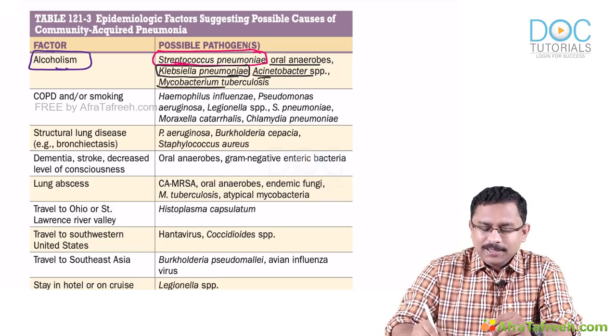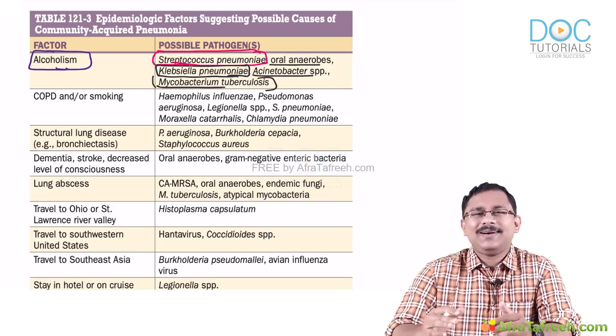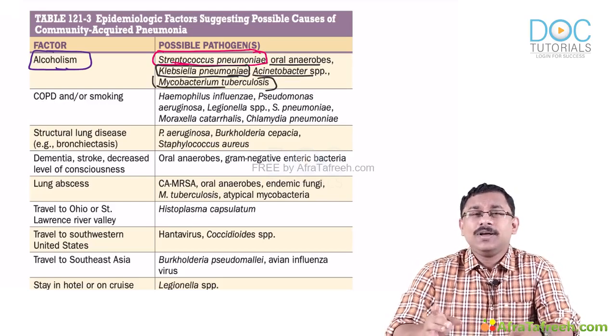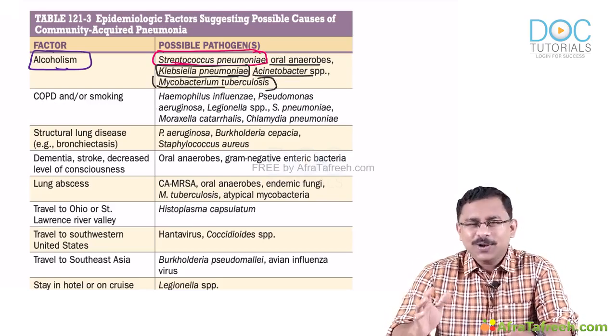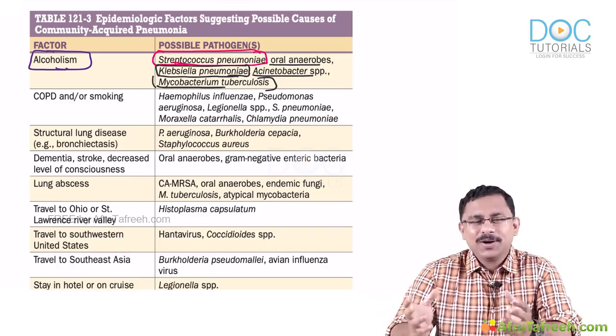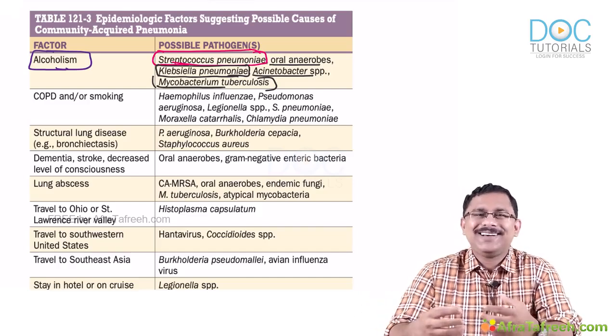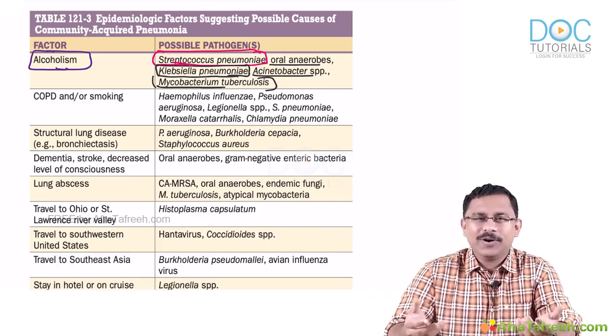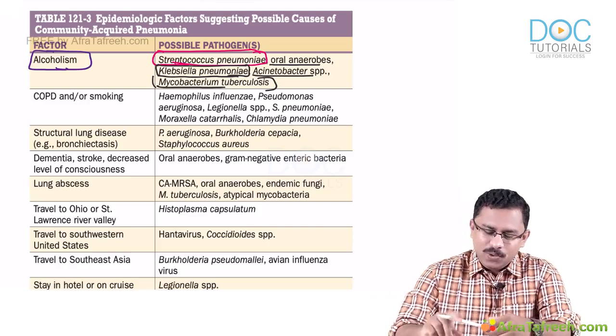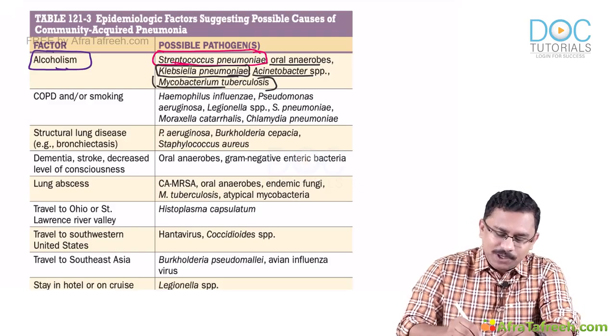Acinetobacter and tuberculosis also. Okay, alcoholics, there is a high chance of producing a tubercular pneumonia. So that also I just want to tell you. Tuberculosis is being discussed separately, but you know that that can also produce an infection of the lung parenchyma. You can have a tuberculous pneumonia as well. Okay. Now a COPD. Again, this is a very important question.